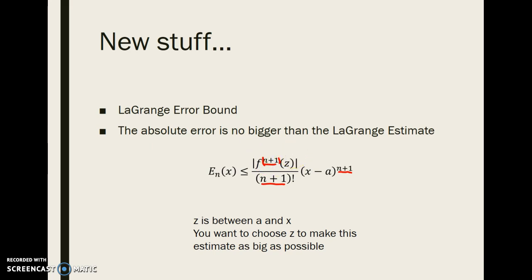So we go one more term out, and the only part that's different is we don't evaluate the derivative at a, we choose a z that makes our derivative as big as possible. We want that magnitude of the derivative to be as big as possible. And z is going to be some value between a and x. Okay, so we're going to do an example of this, but this is the Lagrange Error Bound formula, and it will make more sense with an example.